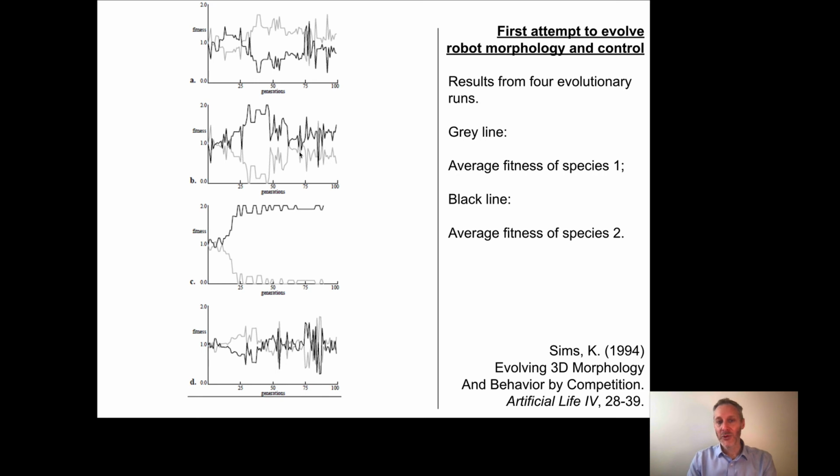Here's a separate evolutionary run, and here's a third one. In this case, one population, just by chance, happened to evolve such a good strategy that no individuals, or very, very few individuals from the gray species, were ever able to wrestle the block away from members of the black species.